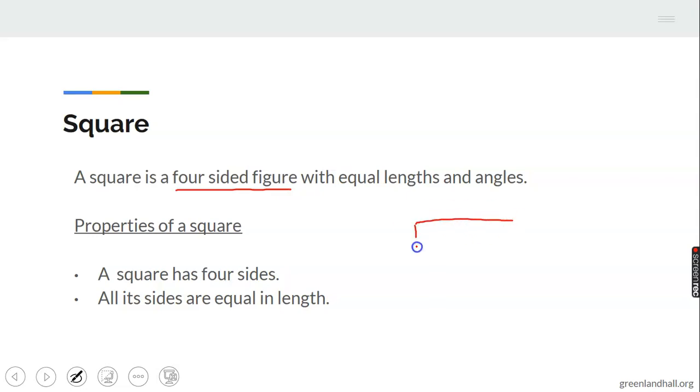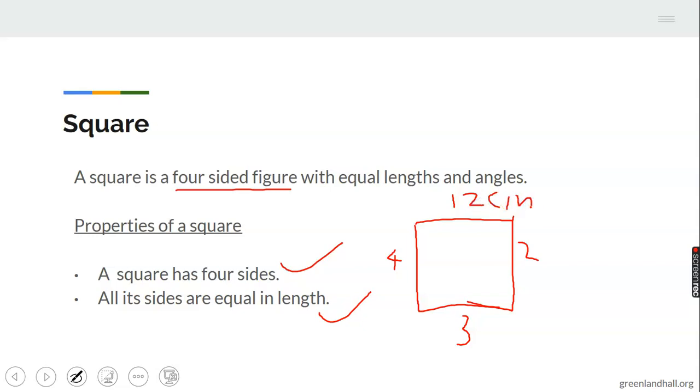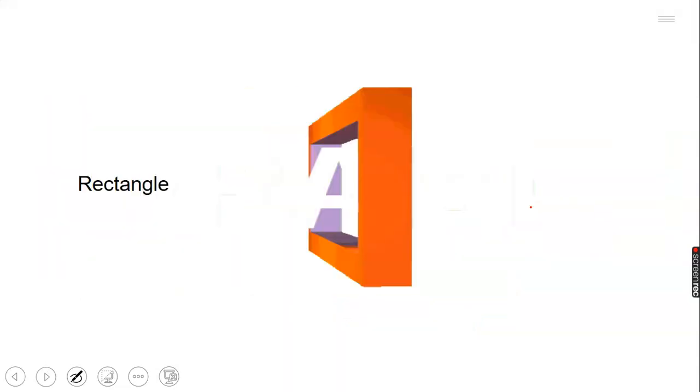When you see anything like this that has all its sides equal, the properties of a square are, number one, a square has four sides. 1, 2, 3, 4. This is four sides. Then all its sides are equal in length. What is the meaning? If this is 2 centimeters, everything else also will be 2 centimeters.